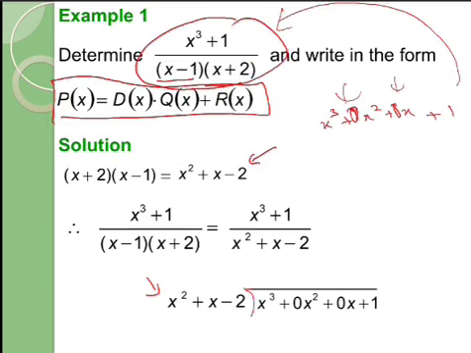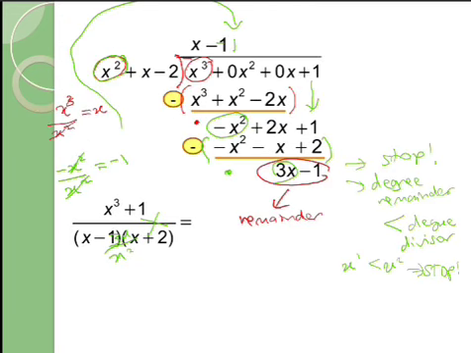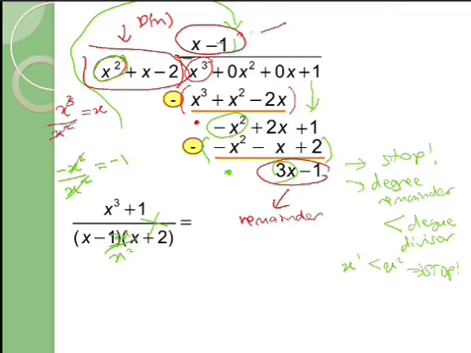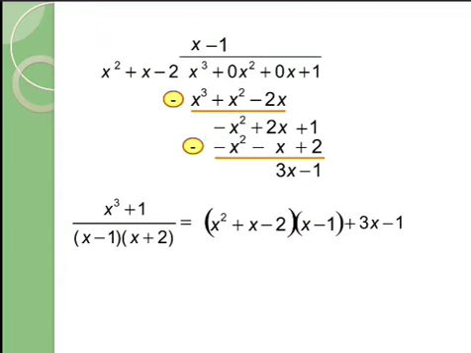Now, the question wants you to find the form of p(x) equals d(x) times q(x) plus r(x). So that's what we have found. The d(x) that we have used is the divisor. So our quotient is just x minus 1, and our remainder r(x) is this 3x minus 1. So just write your answers according to their order. This is the divisor, this is the quotient, and this is the remainder.